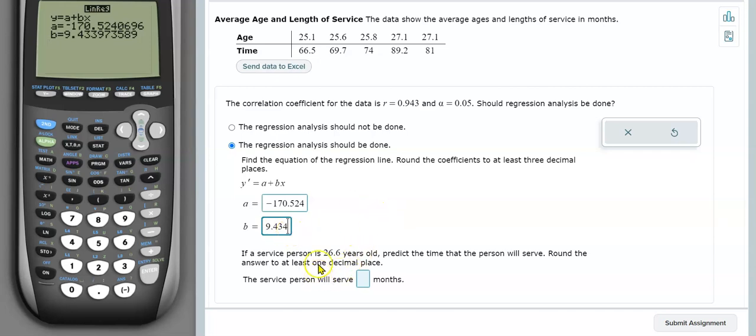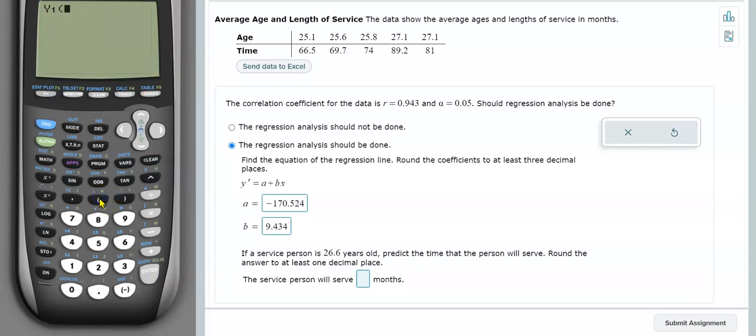Great. And then the next part, I want to calculate right now, if a service person is 26.6, they want to figure out what would be the predicted value, y hat. So you can plug it into the equation and do it by the calculator, or because I did storage here, I can clear this. I need to go to vars, go to the y vars here, and then select the function, and then I select y1. So enter. I cannot type it in as y1. I have to go through all this process.